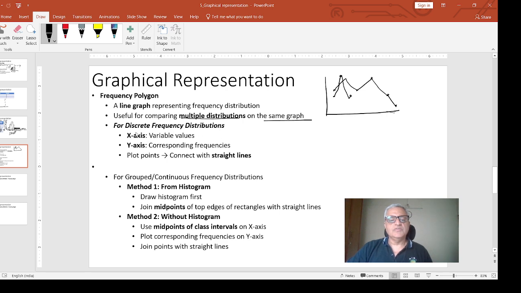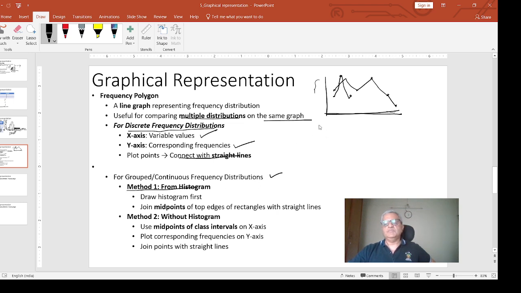Okay. For discrete frequency distributions, you have x-axis as variable values and y-axis as corresponding frequencies. Discrete is pretty simple. On x-axis, you will have your variable values. On y-axis, you will depict the frequencies, and you just have to connect the dots with straight lines. Okay.